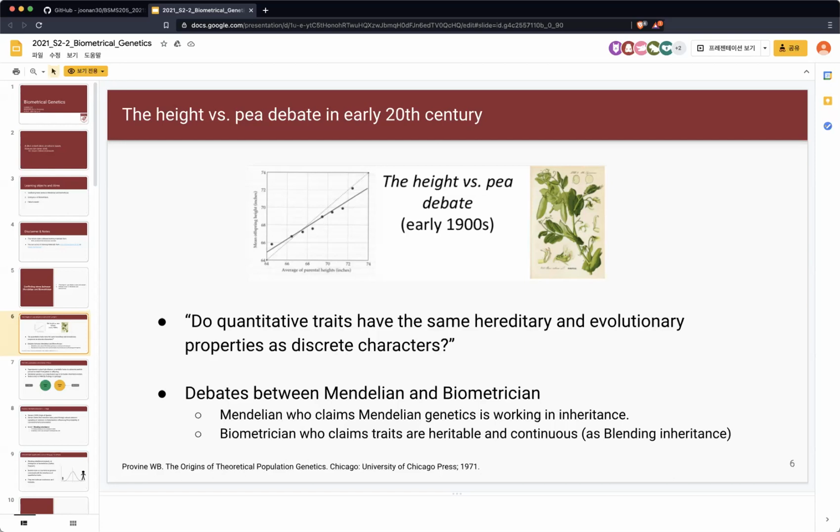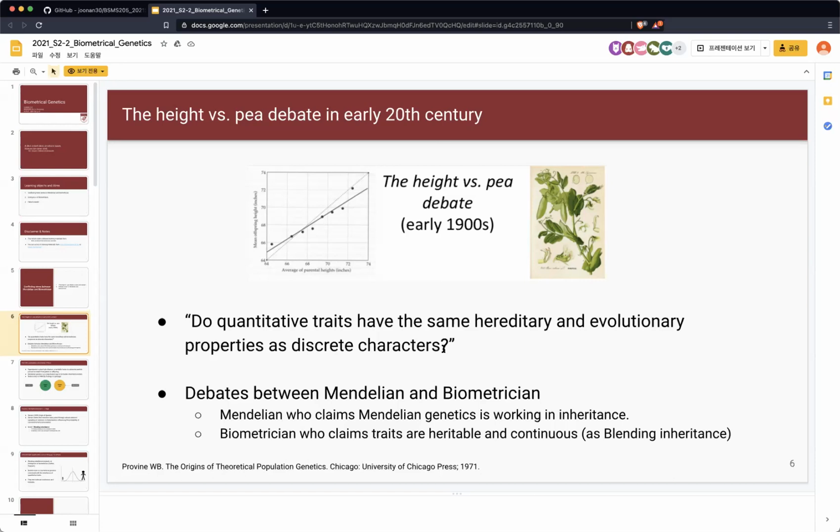But height is something different from that. So the question people had at the time was, do quantitative traits have the same hereditary and also evolutionary properties as discrete characteristics? So that was the question arising in the late 1890s and early 1900s.